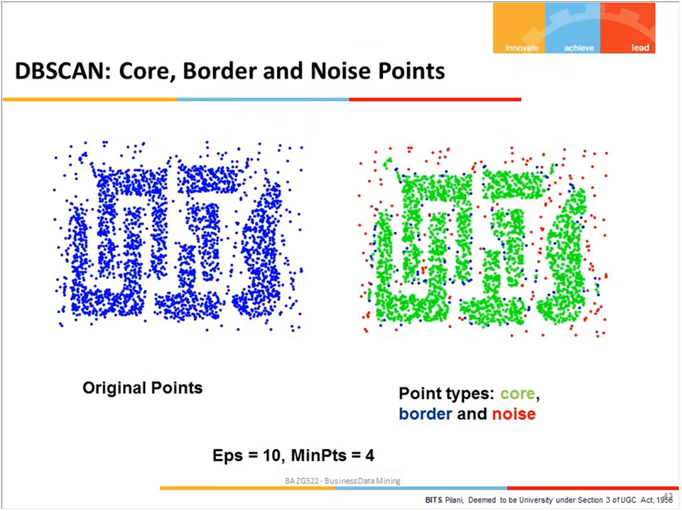So now we can see visually how the border points, noise points, and core points look. The green ones are core points, the blue ones are border points, and the red ones are noise points. This is based on the epsilon, but it depends on the scale, but you can make it out visually.